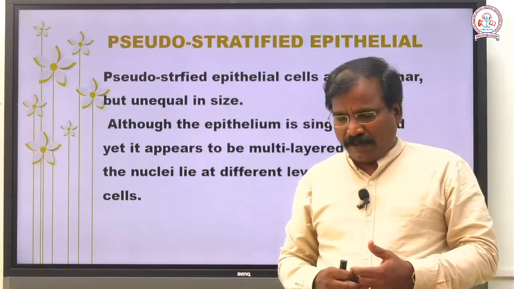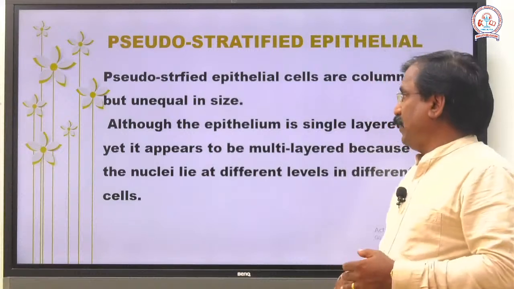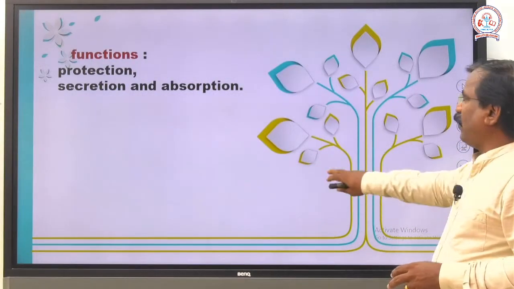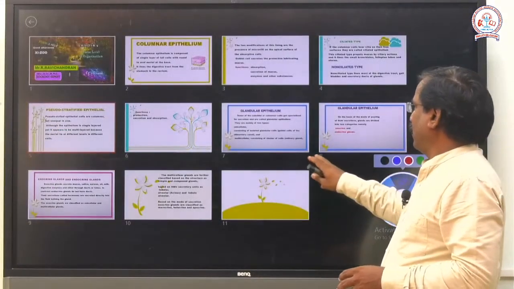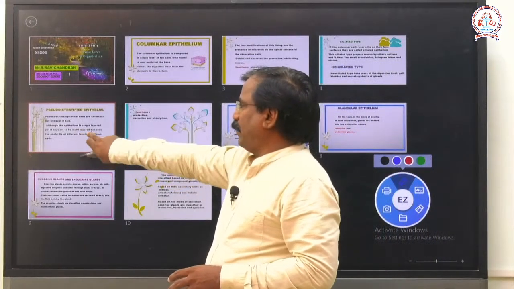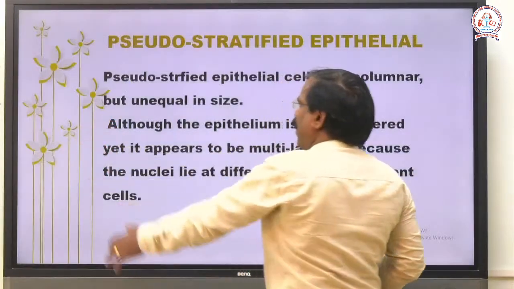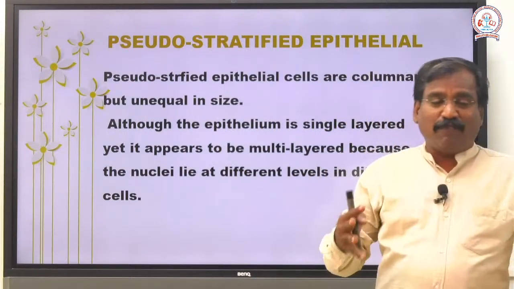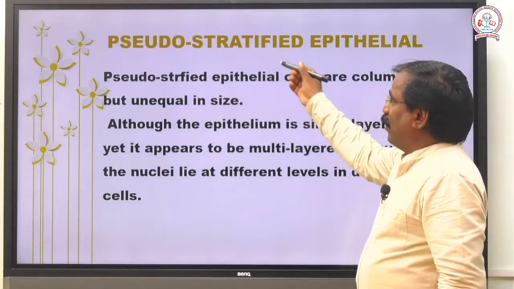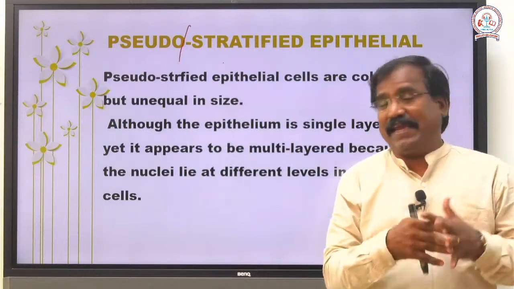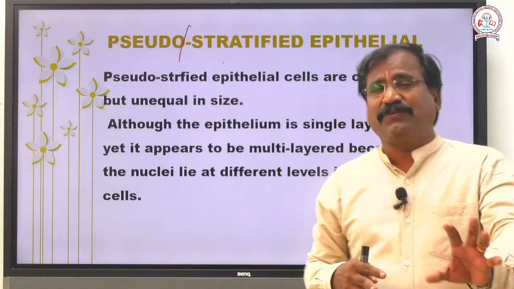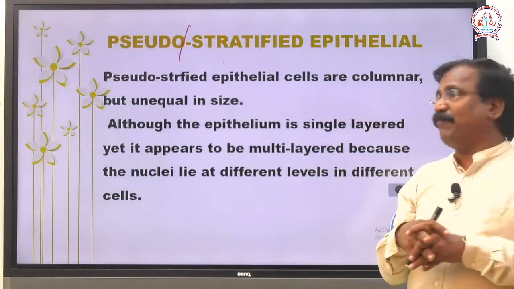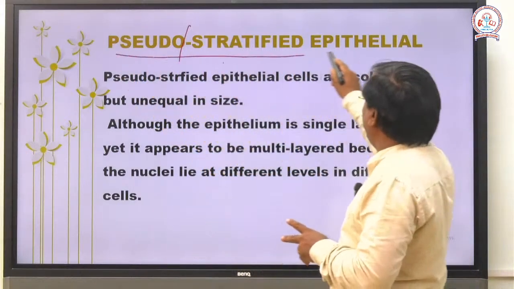And the next type of simple epithelium is pseudo-stratified. Strata means layer. What is pseudo-stratified? Pseudo means false. This comes under simple epithelium, which you already know is made up of a single layer. Pseudo-stratified is a type of simple epithelium. Stratified means layers, but it's not actually many layers. It is basically a single layer, but it looks like multi-layered, so that's why it is called pseudo-stratified epithelium.